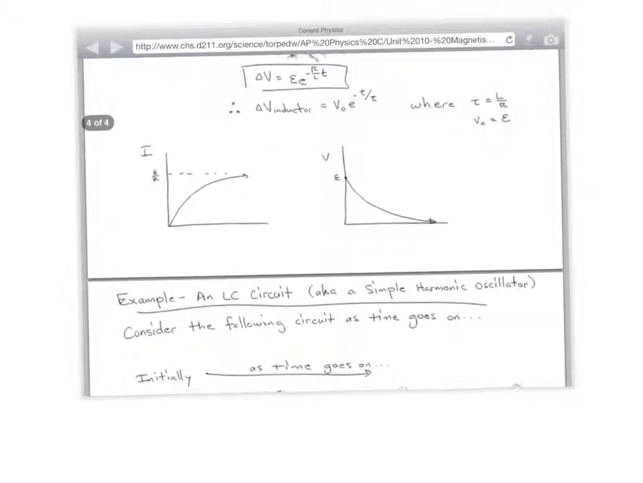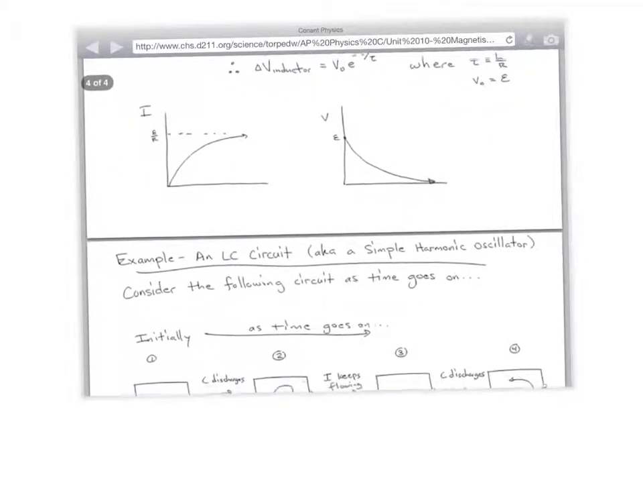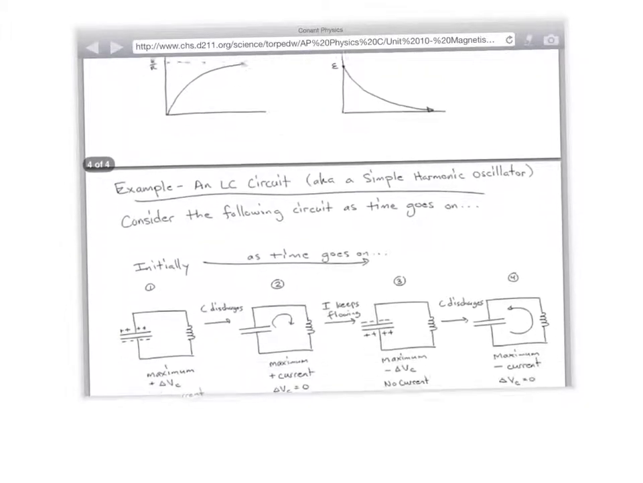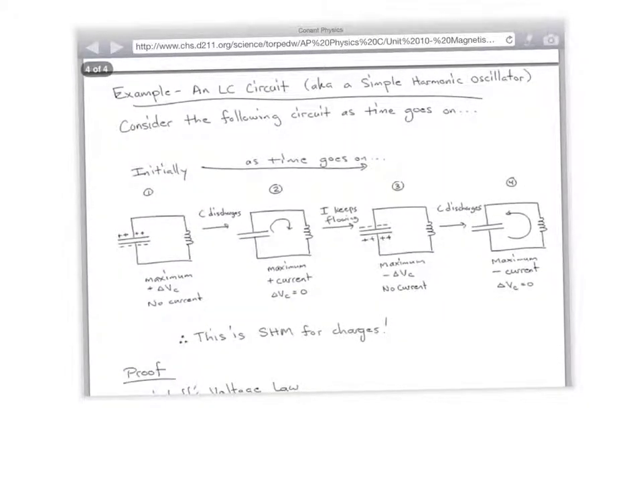Now for the crazy one. You ready? Let's say that you had this crazy circuit that just had two things in it. But the two things, one of them's a capacitor and one of them is an inductor. And then let's say that you charged up your capacitor and then hooked it up to the inductor, what's going to happen?